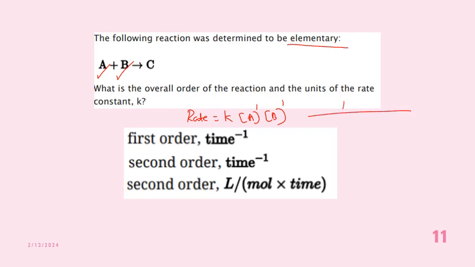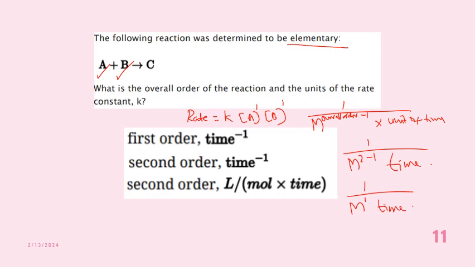So the general formula for finding the unit of K is M to the power of overall order minus 1, times unit of time. We had to remember that, right? So 1 divided by, since it is 2 minus 1, unit of time. Here it is not just time in the answer choices, so I will just write it like that. 1 over M, 2 minus 1 is 1, and the time. So we normally don't leave it like that. We will just take it to the numerator, M to the minus 1 time to the minus 1, but in the answer choice I don't see that.